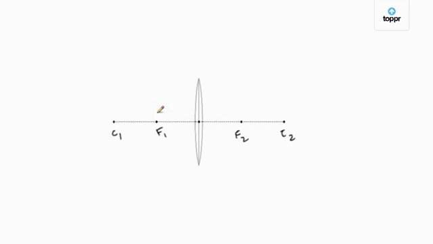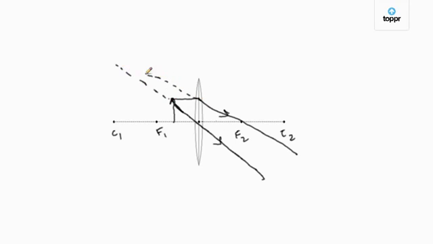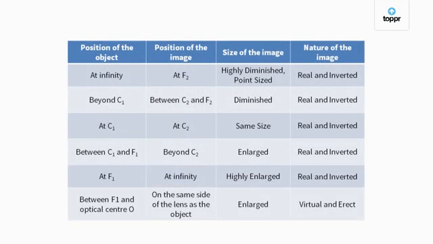Now place the object between the focus and the optical center. Draw the ray diagram. Draw the first ray parallel to the principal axis, which on refraction will pass through the focus. Draw the second ray passing through the optical center. On extending these rays backwards, we get the image on the same side of the lens. The image is enlarged, also the image is virtual and erect. The table here gives the summary of the position and the properties of the image corresponding to the position of the object for a convex lens.